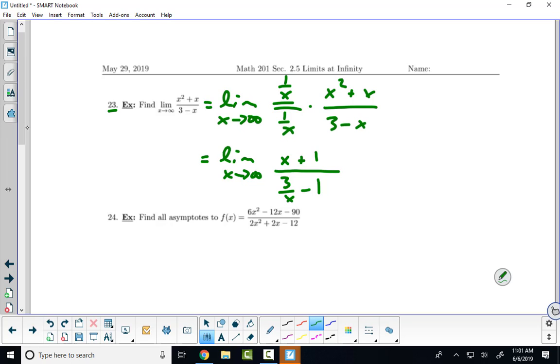All right, so this is our first time encountering this. This is a 2.4, 2.5 combo problem.